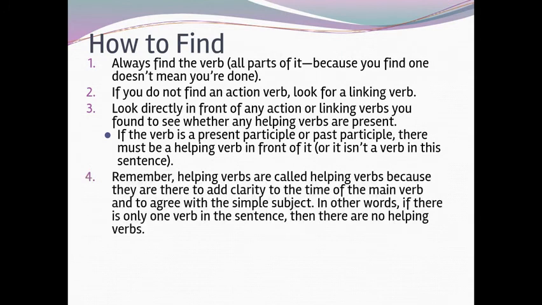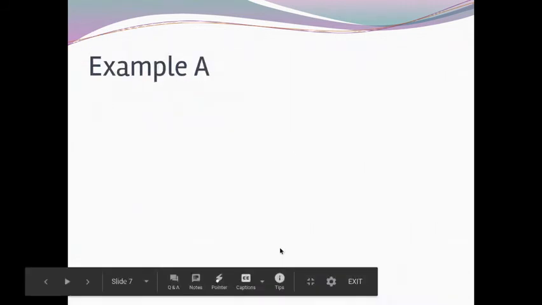Remember, helping verbs are called helping verbs because they are there to add clarity to the time of the main verb and to agree with the simple subject. In other words, if there's only one verb in the sentence, then there are no helping verbs because they're not helping any other verbs. Let's look at our first example.